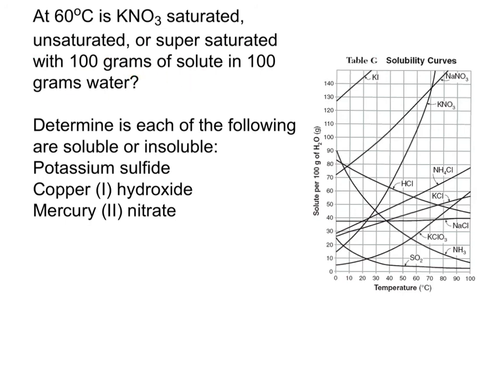And then the second one, determine in each of the following if they're soluble or insoluble: potassium sulfide, copper(I) hydroxide, and mercury(II) nitrate, using that table you saw three slides back. So we're not using the graph for the second one, you're going to use the solubility rules. Give them a try and we'll discuss them in class the next time.